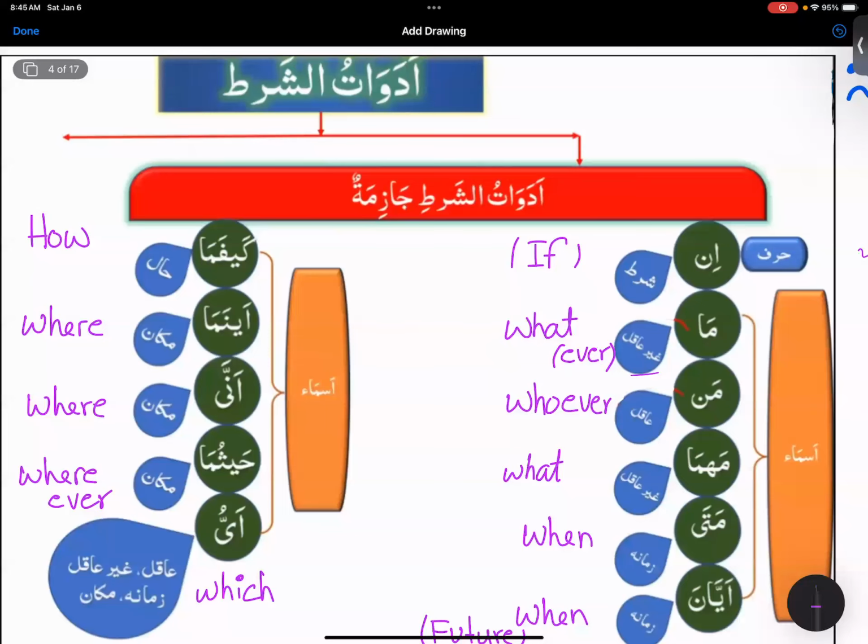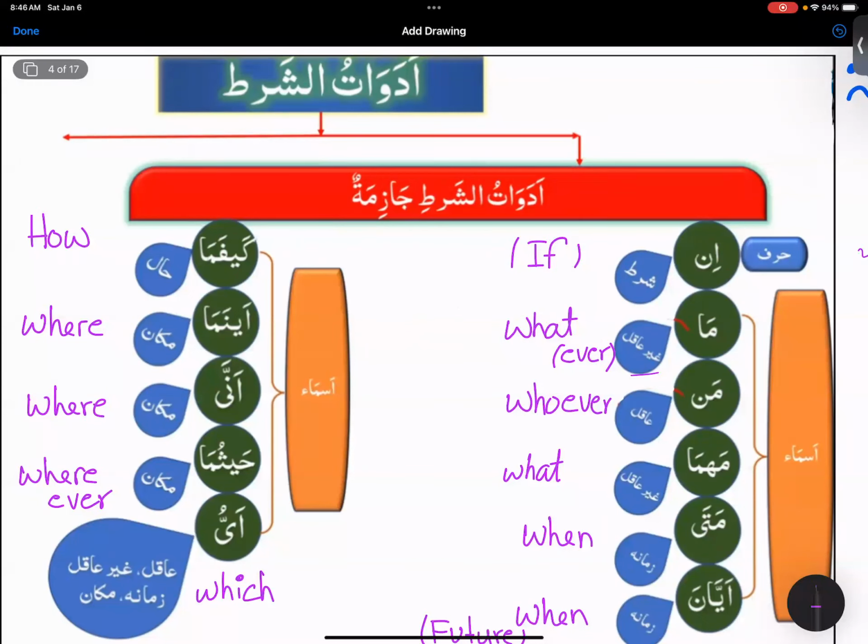Then we have mata, right? Mata is basically, because its meaning is when, right? So what should come to your mind when we have when? The moment. Time. Yes, so this is basically zarf. So mata is used as basically zarf zaman, and it can also work as an ismu shart.